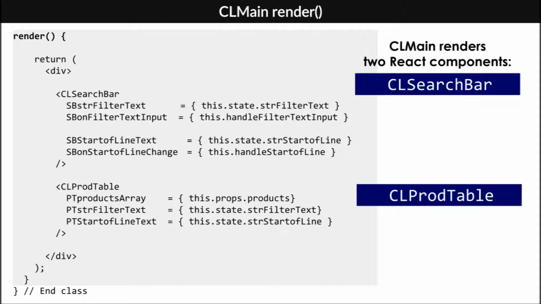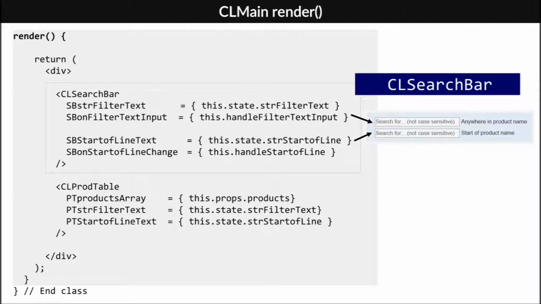The render method, of course, is probably the most important method in any React component. And what do we see? It's rendering essentially two other React components, the CL search bar followed by the CL product table. But of course, if you look carefully, you'll see there's a whole bunch of props or parameters being passed into both of those React components.